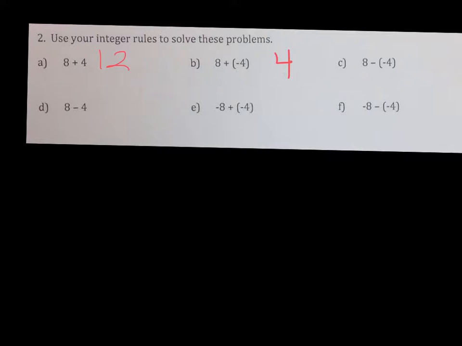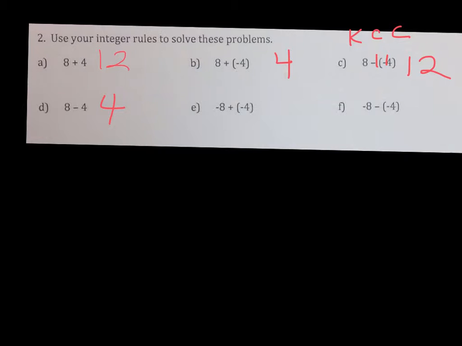In letter C, I'm subtracting. So whenever I subtract and I see some negatives in there, I'm going to do keep, change, change. So keep the 8, make it a plus sign, and then change that negative to a plus. So that's going to end up really just being 8 plus 4, which is 12, just like it was in letter A. Letter D, 8 minus 4, well, that's 8 minus 4, just like you did in kindergarten as well, and that is just 4.